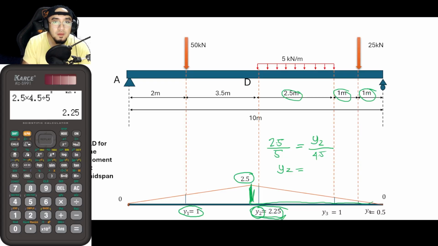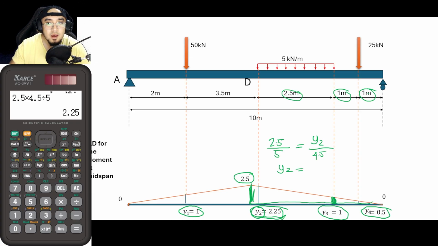Okay? Then for the other values here, you could try solving them on your own. So the value for y3 is equal to 1 and the value for y4 is equal to 0.5. So better practice your ratio and proportion skills. So just get the values for y3 and y4 on your own this time as practice.